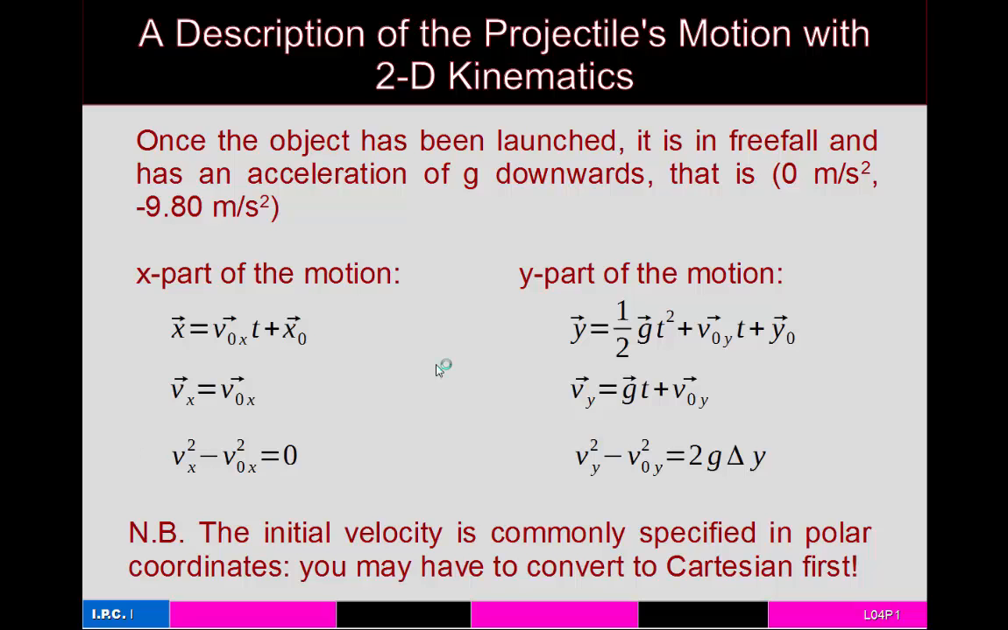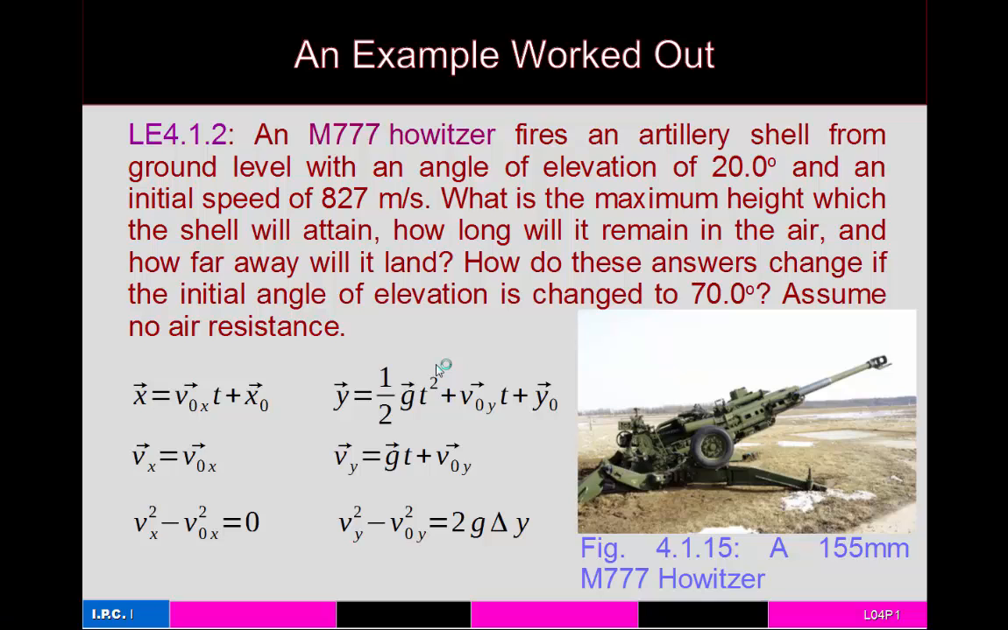By way of example, let's consider this howitzer. The howitzer is going to fire at an initial angle of elevation of 20 degrees and an initial speed of 827 meters per second. We want to know the maximum height the shell will attain, how long it'll be in the air, how far away it will land, and also what happens if we change the angle to 70 degrees. We're assuming no air resistance.